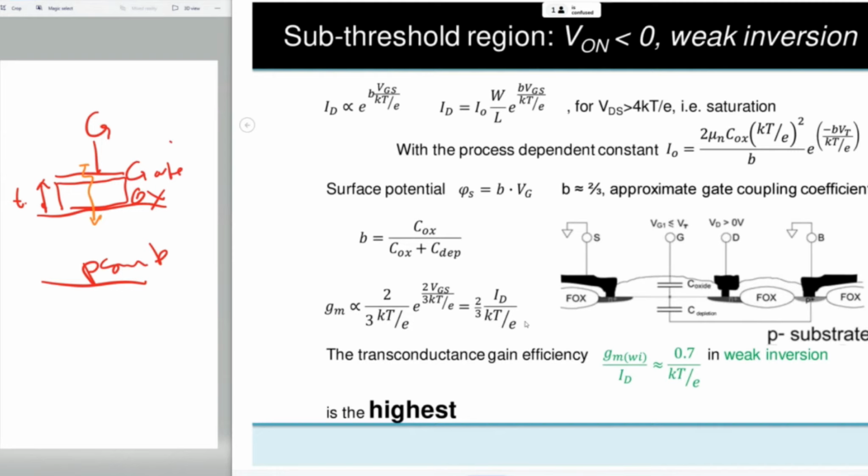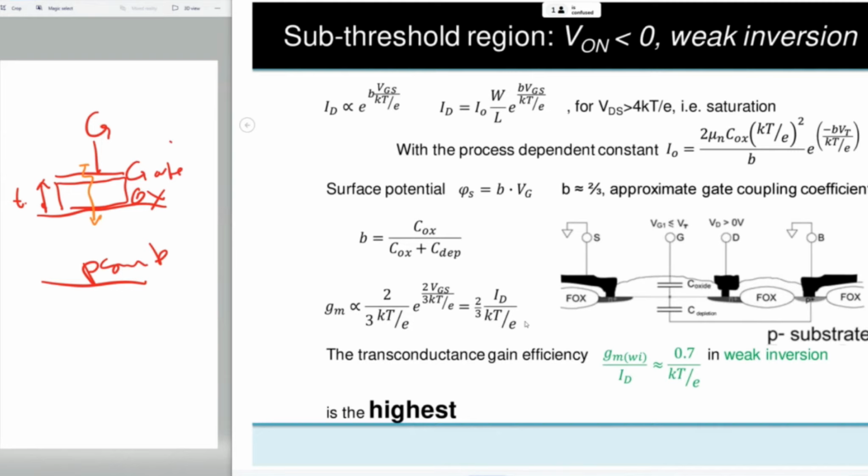And to make a gain, we have to invest current. And we invest this current, the biasing current. This means investing in power consumption. So to realize a gain in a transistor, we have to pay with power consumption. Higher power consumption means higher gain, gm, that we have.